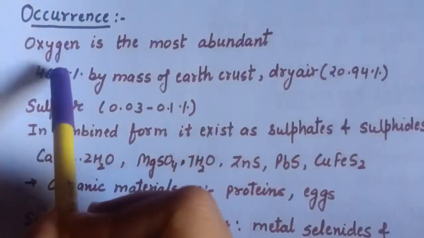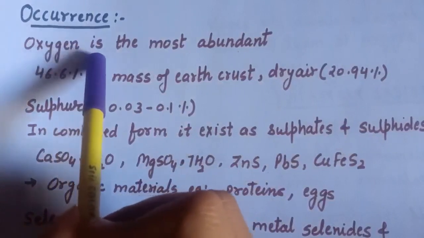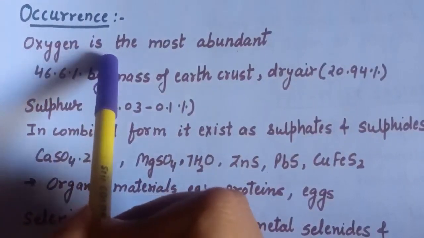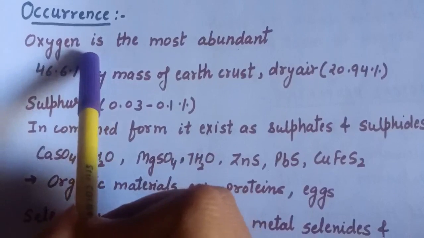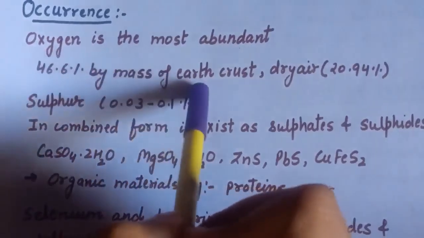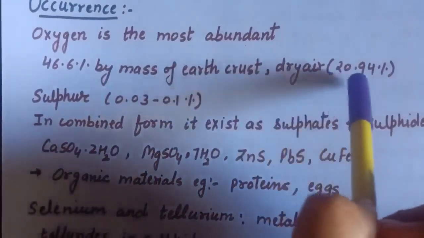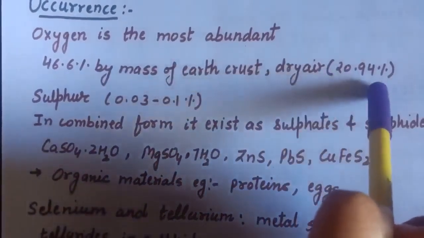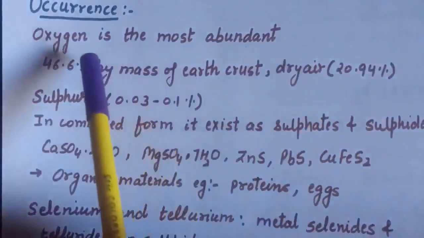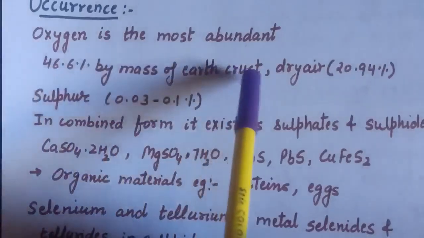Now first is oxygen. Oxygen is the most abundant of all the elements on earth, and oxygen forms about 46.6% by mass of the earth crust, and dry air also contains 20.94% oxygen by volume. So this is the percentage of occurrence of oxygen in earth crust as well as in atmosphere.